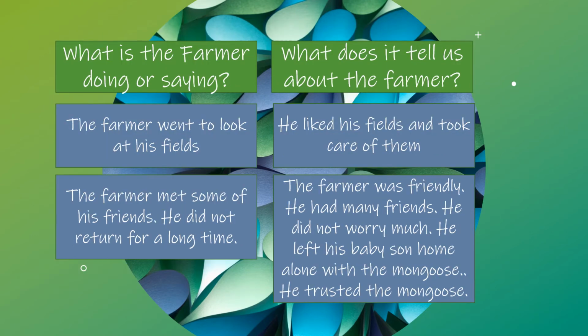After that, as we continued reading the story, we found out that the farmer went out to look at his fields when he did not have anything to do at home. This tells us that he liked his fields and took great care of them. When he was out, the farmer met some of his friends and he did not return for a long time. What does this tell us about the farmer? It tells us that the farmer was very friendly. He had many friends. He did not worry much. That is why he left his baby son home alone with the mongoose. This also tells us that he trusted the mongoose.